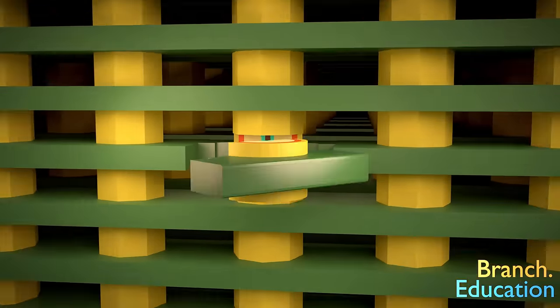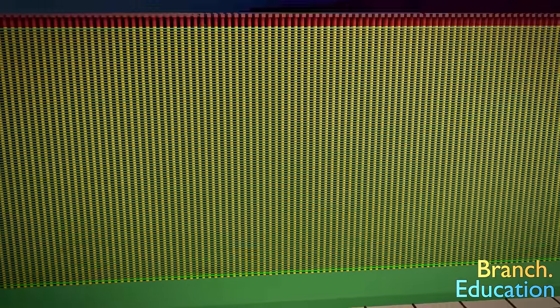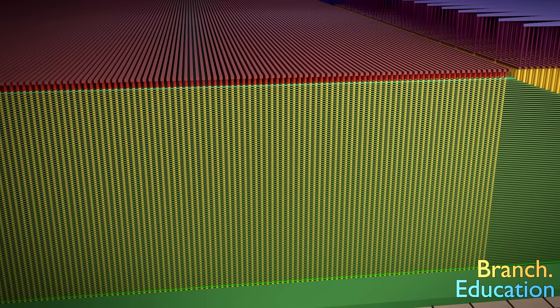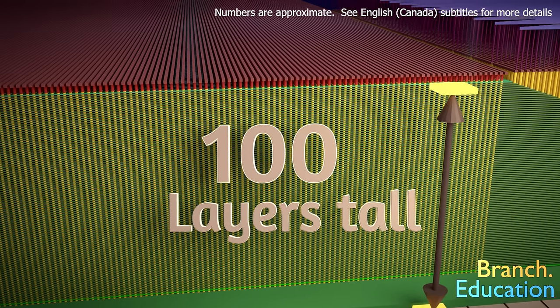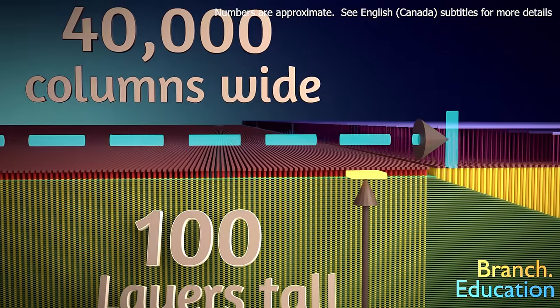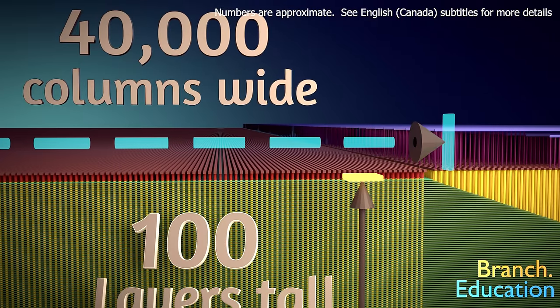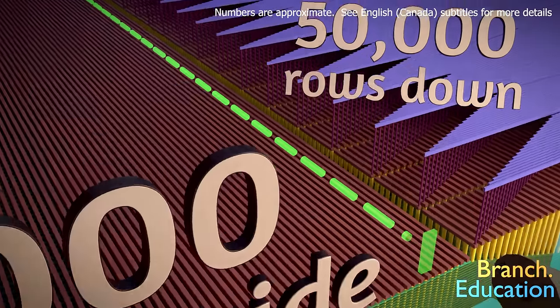To reach a terabyte of storage capacity in a single chip, this memory cell is copied, and it's copied a lot. First, these memory cells are stacked 100 layers tall. And then these stacks of cells are copied 40,000 columns across, which is then copied 50,000 rows down.